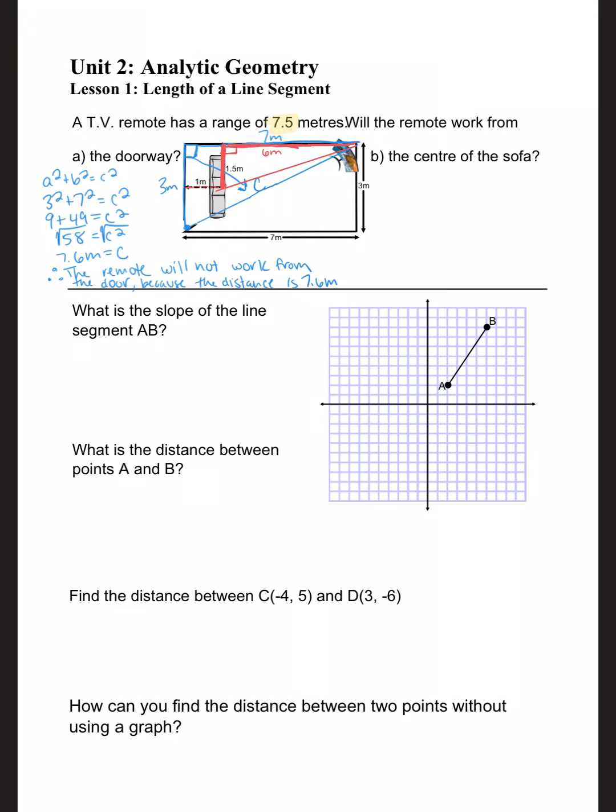Then we're going to use the Pythagorean theorem again, keeping in mind this is still our side length C. So we have 1.5 squared plus 6 squared equals c squared, and we'll simplify this as much as we can. Then we take the square root of both sides to solve for c, and we find that c is equal to 6.2 meters. So we can say, therefore, since the sofa is 6.2 meters from the TV, the remote will work.